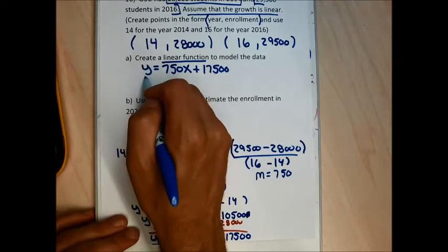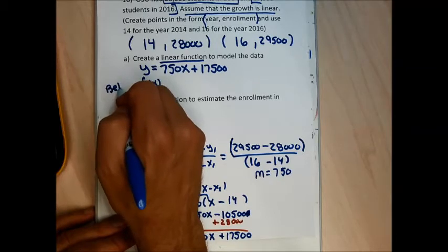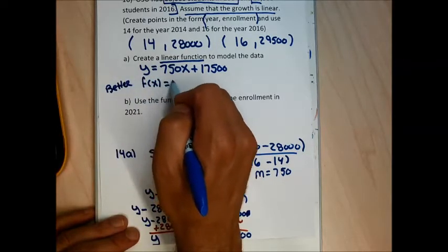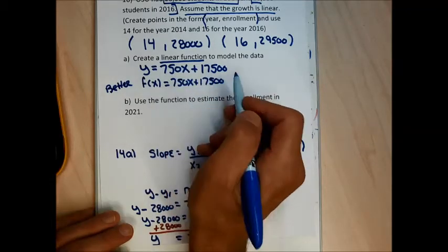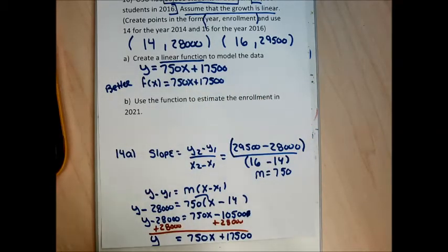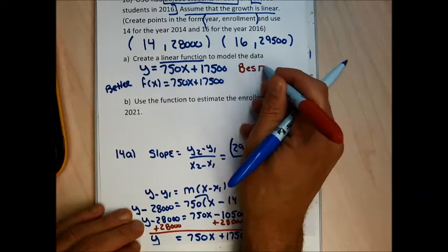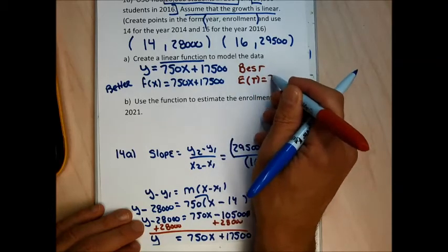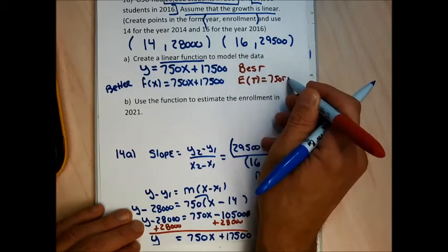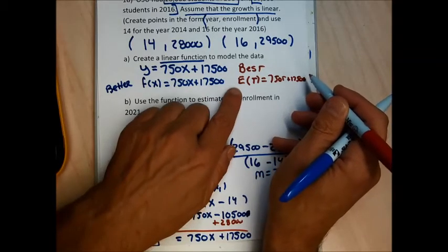So if I wanted to be just literal, for a better answer to problem A, I can say f of x equals 750x plus 17,500. That's a completely fine answer. Best would be to change the letters to have a little more meaning. So for best, maybe I'll say the enrollment based on the time is 750t plus 17,500, using the letter E to stand for enrollment.